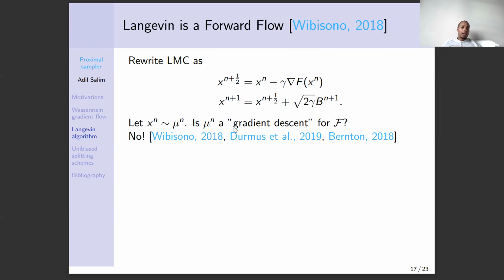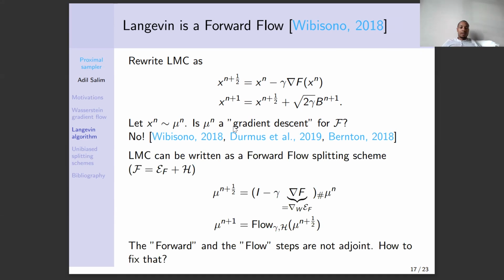And the answer is no, because it's something else. So recall the splitting. We can write f as potential plus entropy. And it turns out that Langevin is a forward flow splitting scheme for this. So what does it mean?